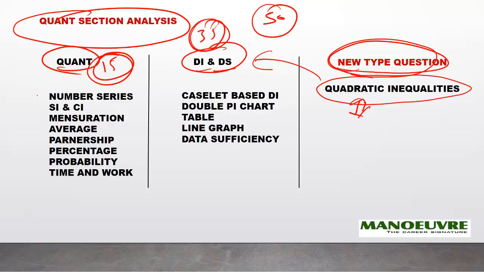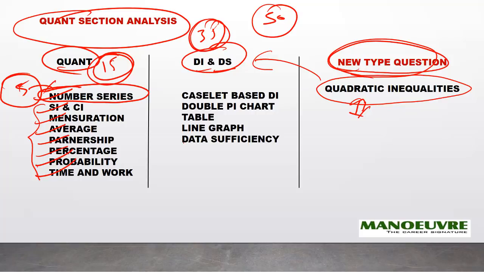The topics which they had asked: number series, simple and compound interest, mensuration, average, partnership, percentage, probability, and time and work. In number series there were 5 questions, so it was a set of 5 questions. Another change was found in the CET 2018. Some of the sets had 6 questions. Usually a set of 5 questions comes in DI, but this year some of the sets had 6 questions.